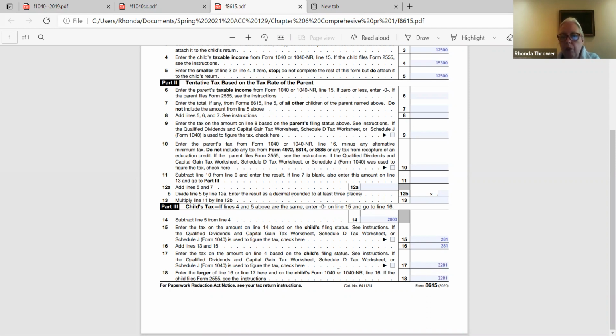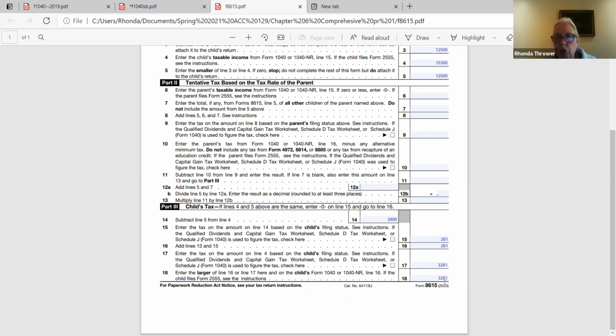You're going to look up the amount for line 4, which was 15,300, and the amount is 3,281. And then on line 18, you're going to enter the larger of line 16 or 17, which is 3281. This 3281 is the tax that has to be entered on your 1040 form.